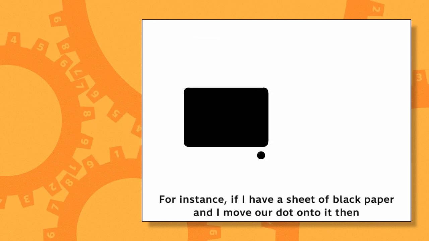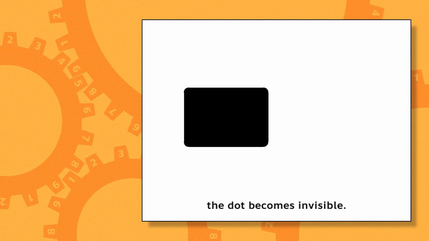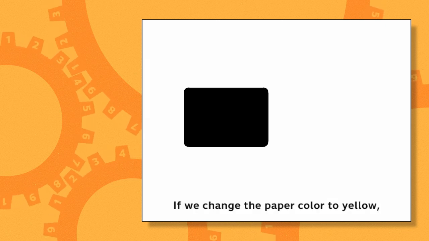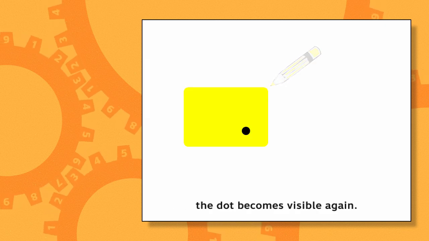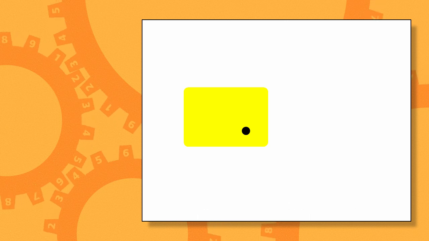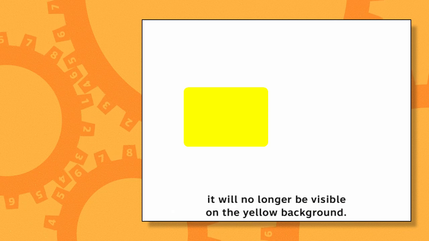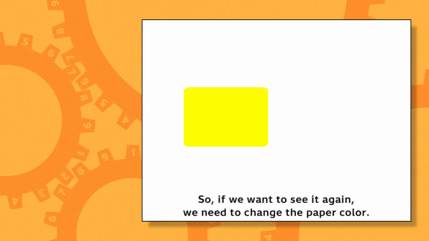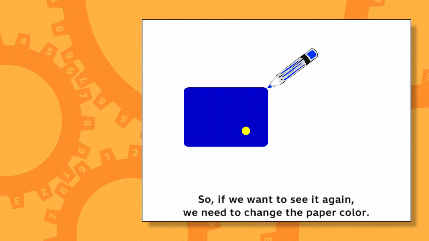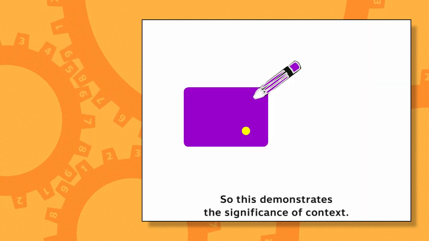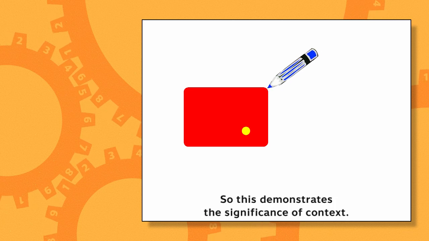For instance, if I have a sheet of black paper, and I move our dot onto it, then the dot becomes invisible. If we change the paper color to yellow, the dot becomes visible again. If we change the color of the dot to yellow, it will no longer be visible on the yellow background. So, if we want to see it again, we need to change the paper color. So this demonstrates the significance of context.